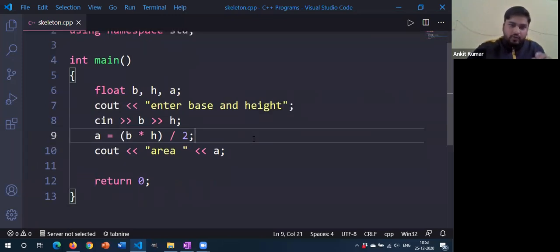After this session you should try another program, to find the roots of a quadratic equation. When we study conditional statements, you will be able to use the if statements. To find the roots of a quadratic equation, we have the discriminant, which has three properties. If it is equal to 0, we get the same roots. If it is greater than 0, we get real and distinct roots. And if it is less than 0, we get complex roots.